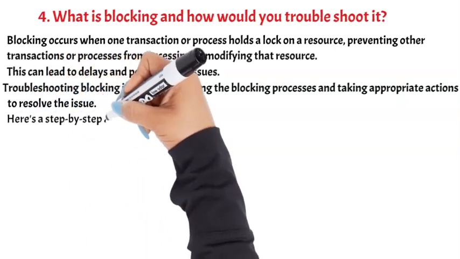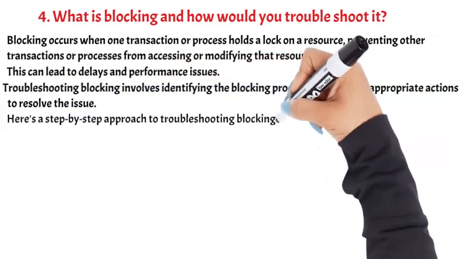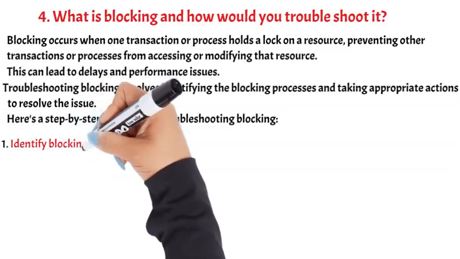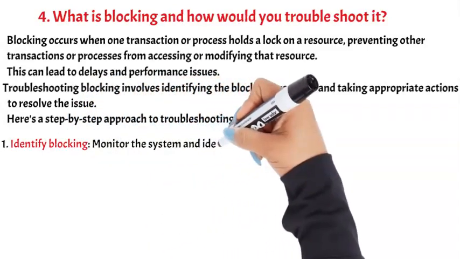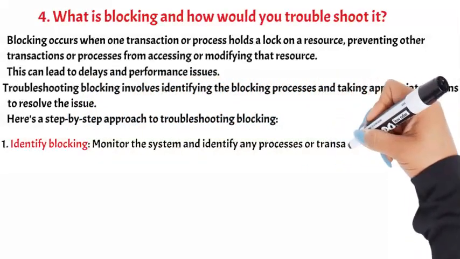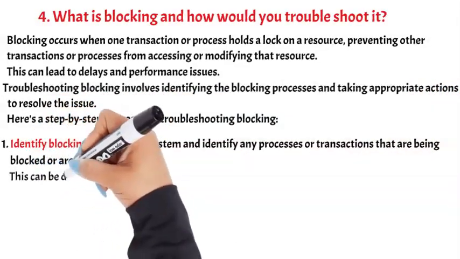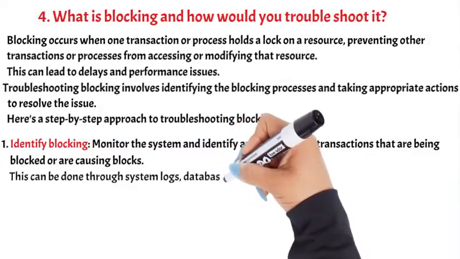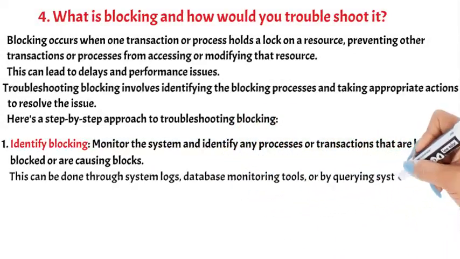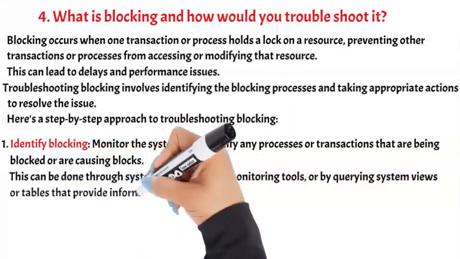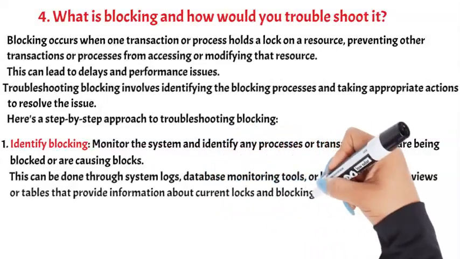Here's a step-by-step approach to troubleshooting blocking. 1. Identify blocking. Monitor the system and identify any processes or transactions that are being blocked or are causing blocks. This can be done through system logs, database monitoring tools, or by querying system views or tables that provide information about current locks and blocking sessions.